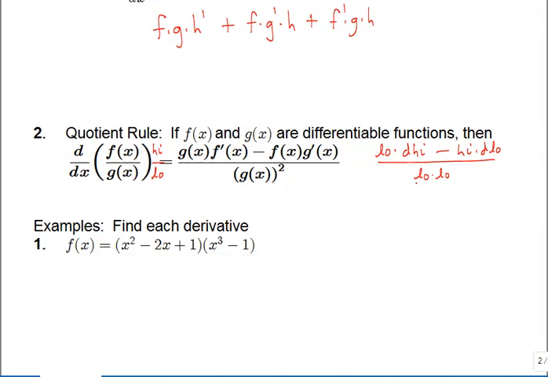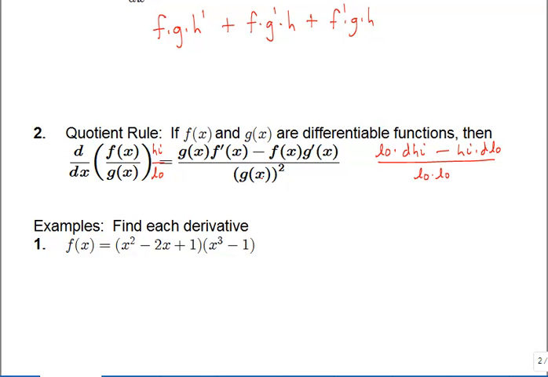Make note that the order on the top does matter because it is subtraction. So you always want to start with the low, or the bottom function g first, times the derivative of the top, minus the top times the derivative of the bottom. And this expression in the numerator is exactly a product rule, except you have subtraction instead of addition. Okay, so it's very similar to that product rule.